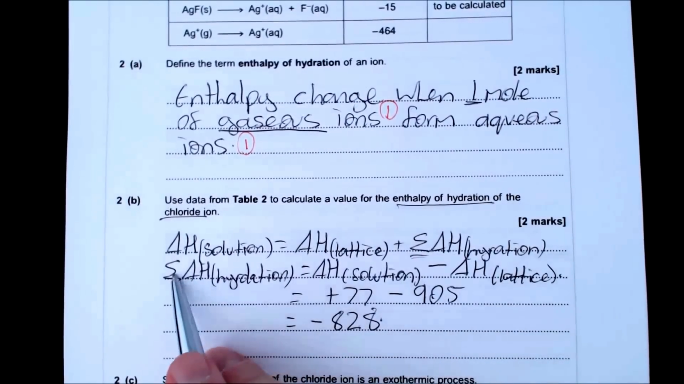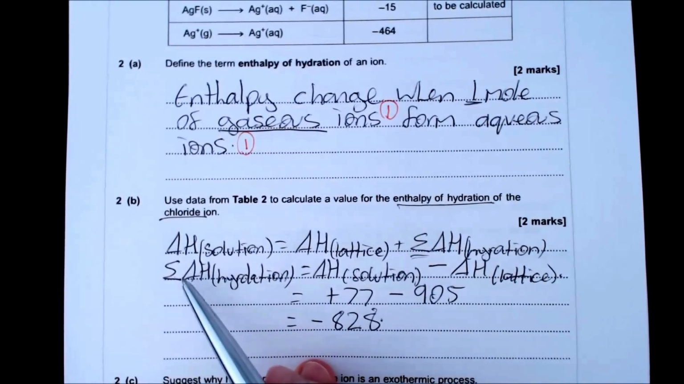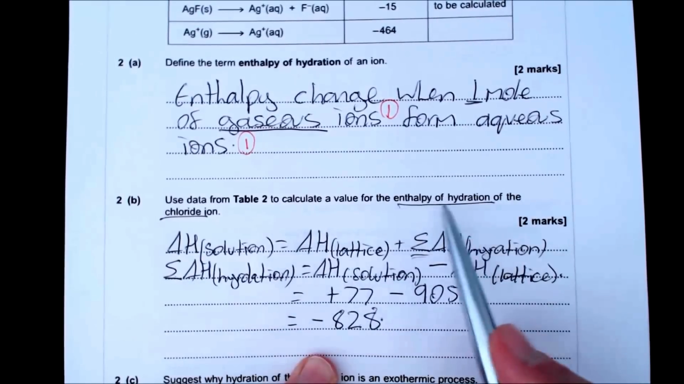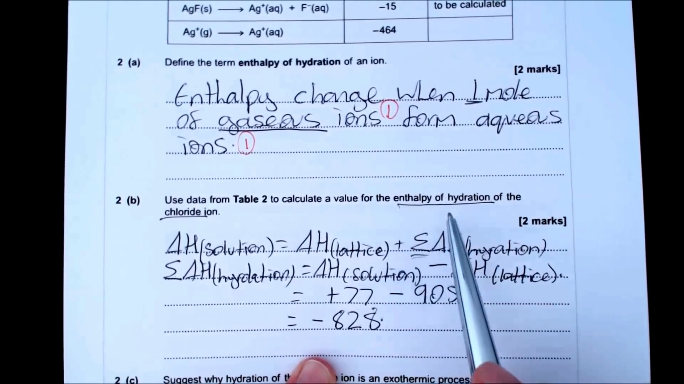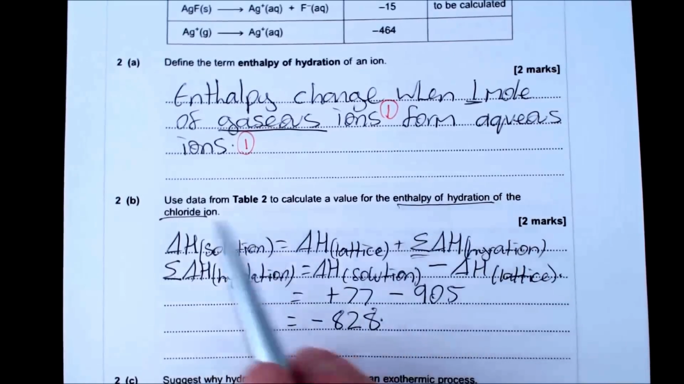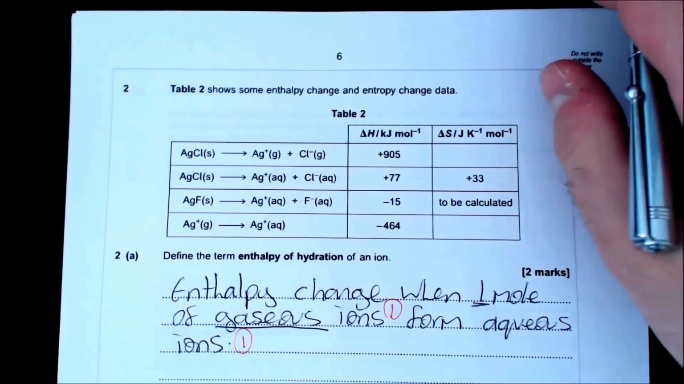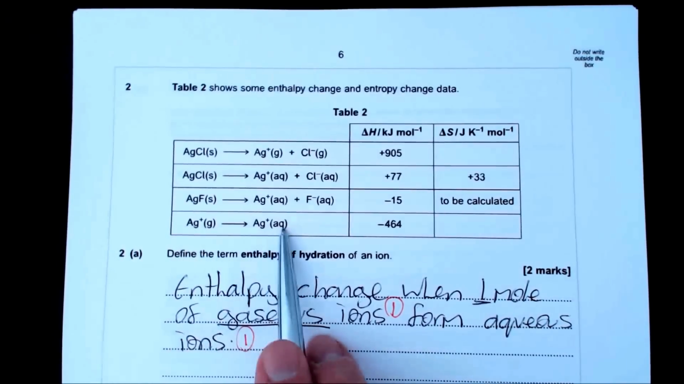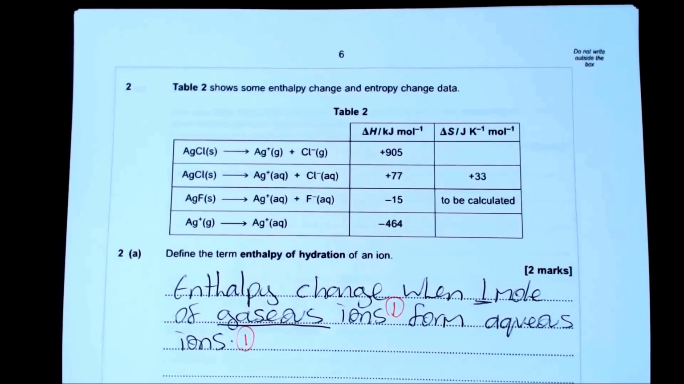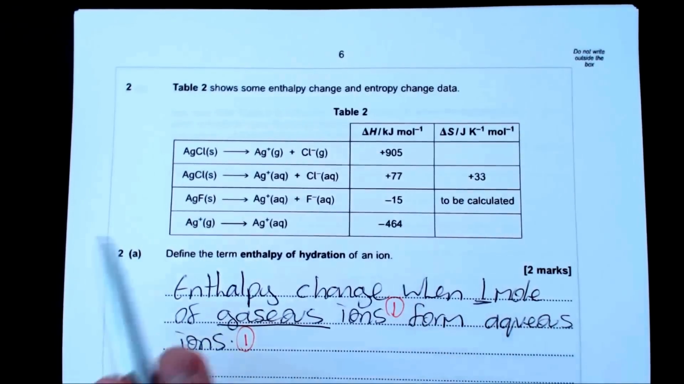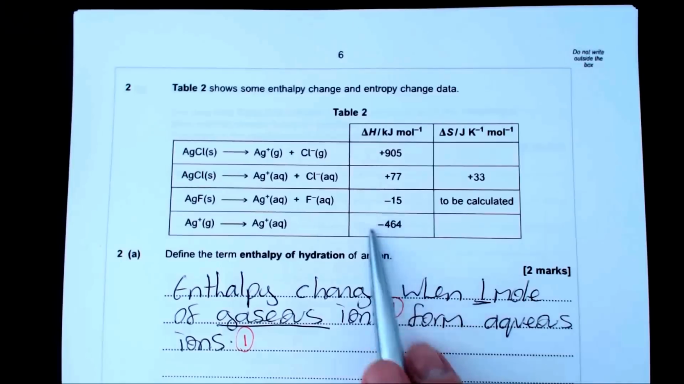Now, this is the sum of the enthalpy of hydration, this value here. We don't want to know the sum of enthalpy of hydration. We only need to know the hydration of the chloride ion. So we need to take into account the value of the enthalpy of hydration of the silver ion, and that one is this one here. So you can see this is 464. So obviously this is that number and the enthalpy of the chloride ion. So we need to take into account this number here.